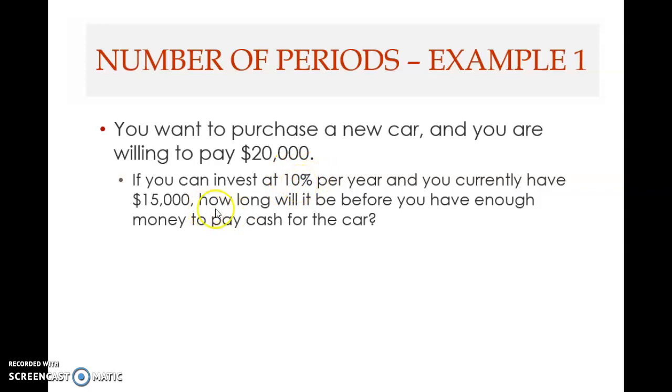What is unknown is stated here. How long will it be before you have enough money to pay cash for the car? So this is what you need to pay. After n periods, we don't know the n. This is what you have now at time 0. You can invest this amount at 10% per year for n years, and you hope to get 20,000. So the unknown factor is how long. N is not known.